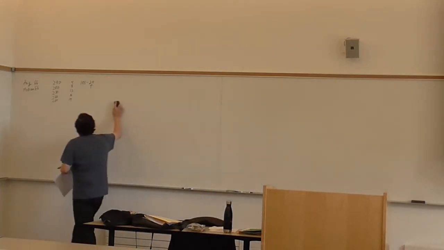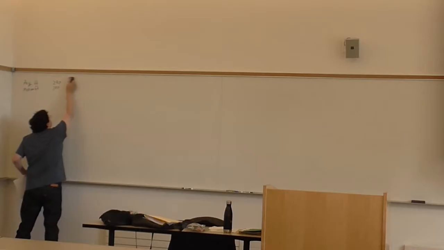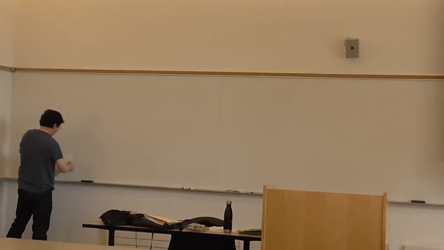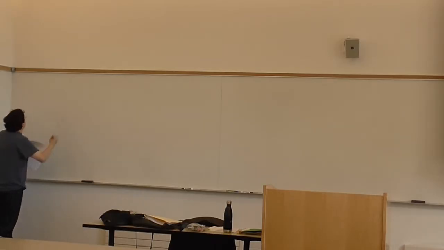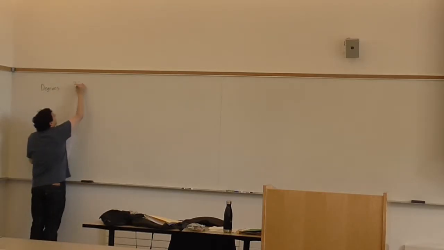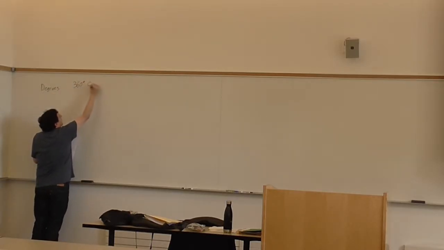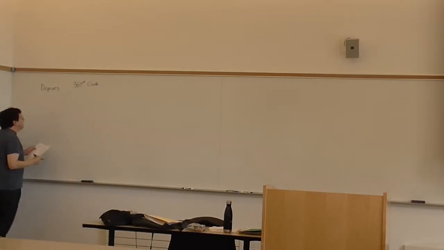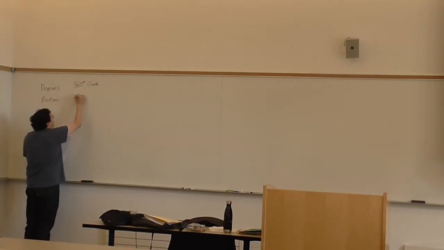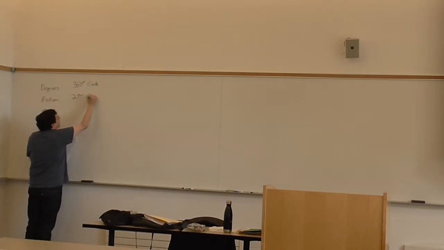Talking about angular measure. This idea we have something called degrees, of which there are 360 degrees in a circle. And this other measure, which is radian measure, of which there are 2 pi radians in a circle.